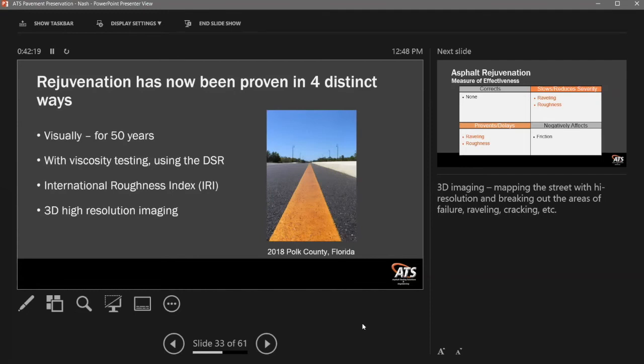And then a couple of the more advanced ones: the International Roughness Index and some 3D high resolution imaging. I would say the most common, which was even adopted by the FAA, was that second one. They take cores, look at that top 3/8, and compare the viscosities and the reduction.